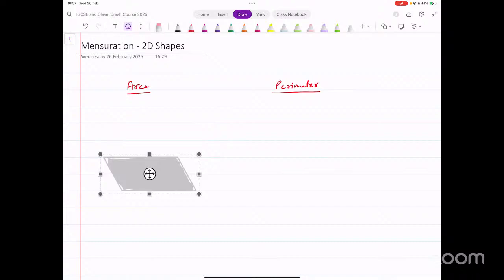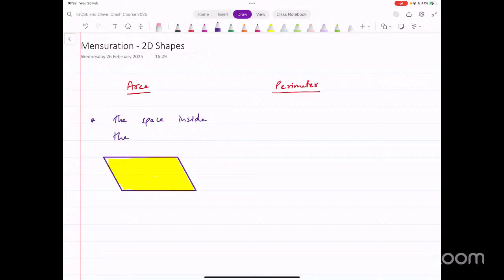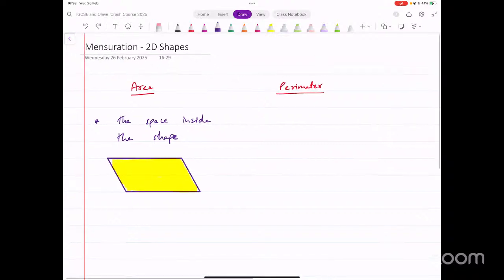It tells you about the space inside this figure, okay? So this is going to tell you something about the space inside the shape. So all of this yellow region, this is the area of this shape, okay? The area covered by this shape.